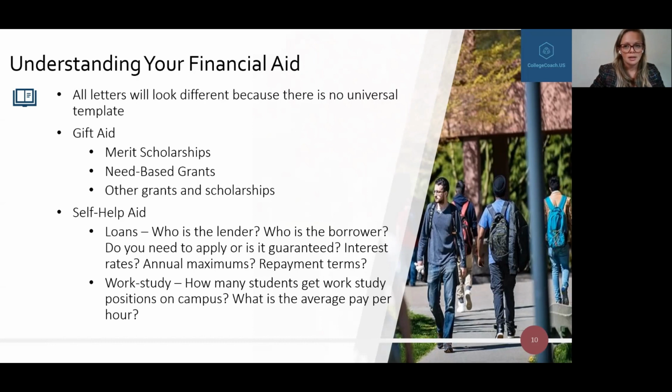And it's one of those, I don't want to say a scam, but it's one of those mistakes that a lot of people make when they see a loan. They assume they pre-qualified, but actually they haven't. They still need to apply. So what are the interest rates? What are the annual maximums? What are the repayment terms? All of these things are super important to understand before you sign off on any award letter.